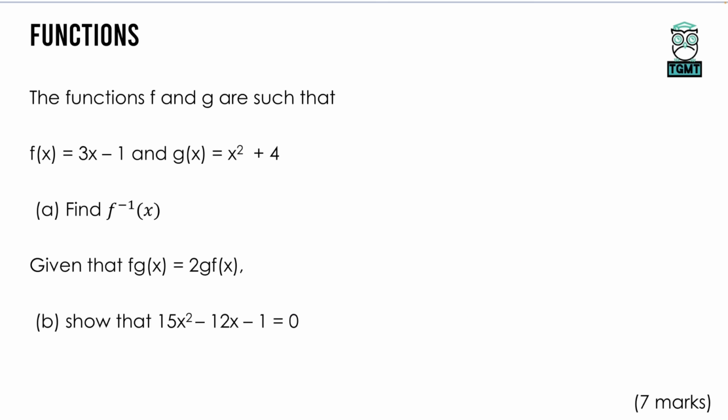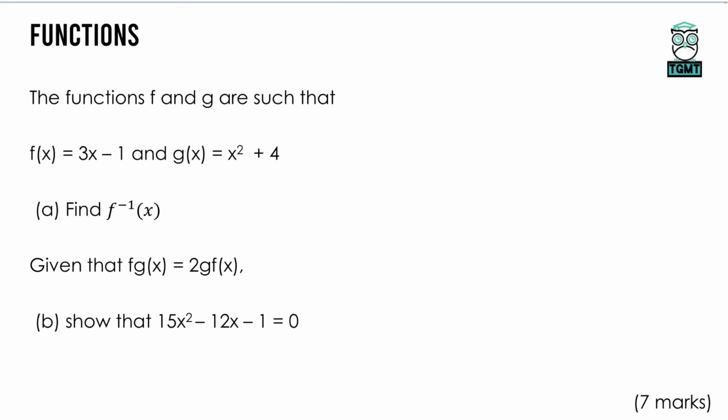Okay, so for this question we have some functions. It says here the functions f and g are such that f of x is 3x minus 1 and g of x is x squared plus 4. And to start with, it wants us to find the inverse function of f.